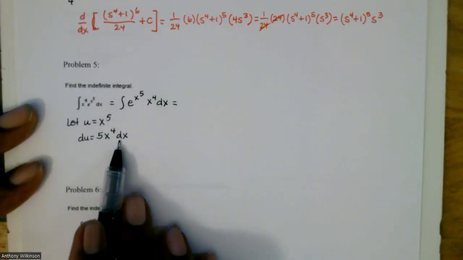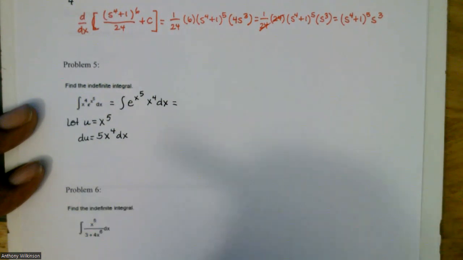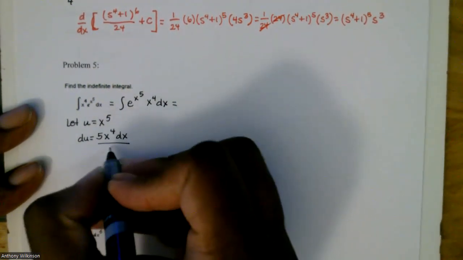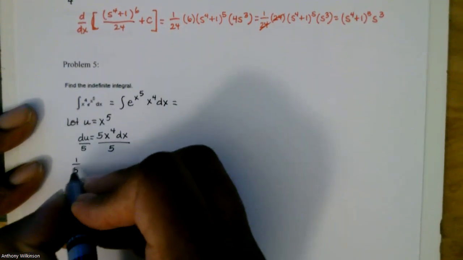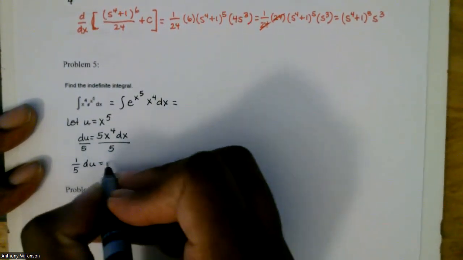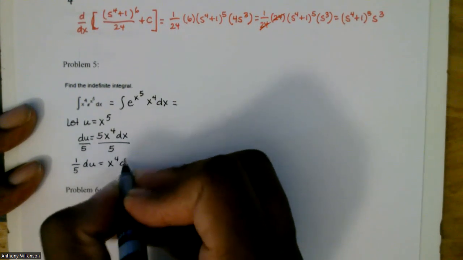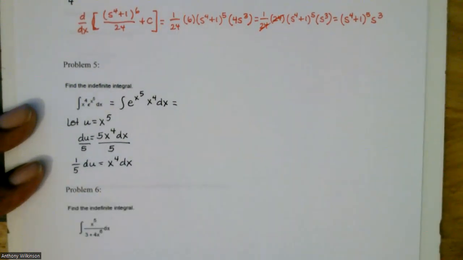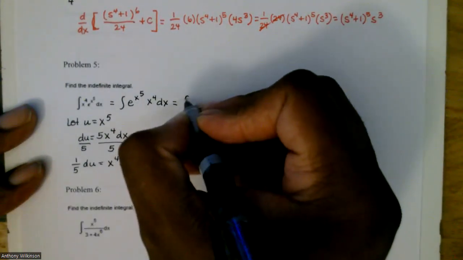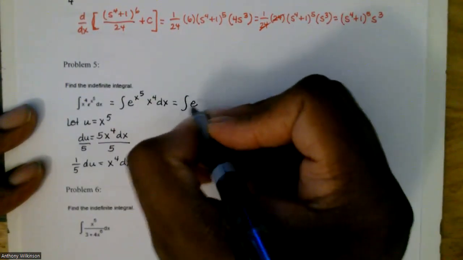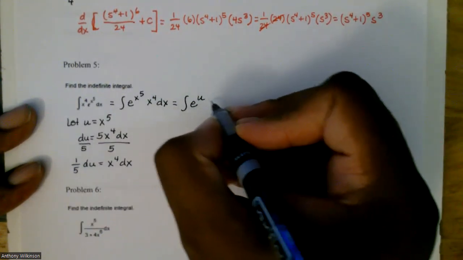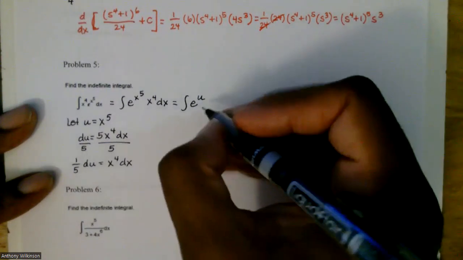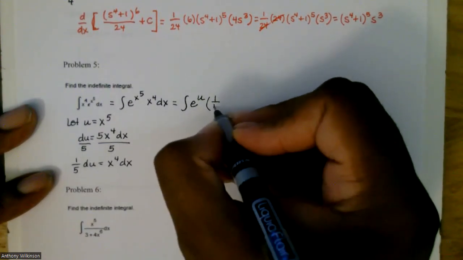But I want this in terms of x to the 4th dx. I'm multiplying it by 5, so I need to divide both sides by 5. So that means I have 1/5 du is equal to x to the 4th dx. Now I can do the substitution here. So I have the integral of e to the, well, x to the 5th we'll let u be x to the fifth, so it'll be e to the u. X to the fourth dx, that's going to be 1/5 du.